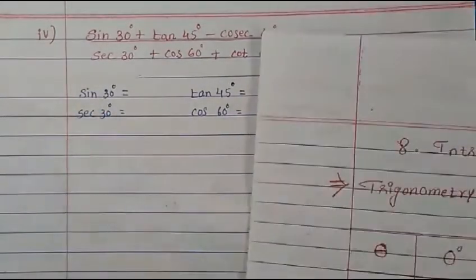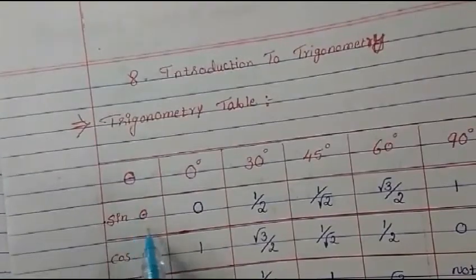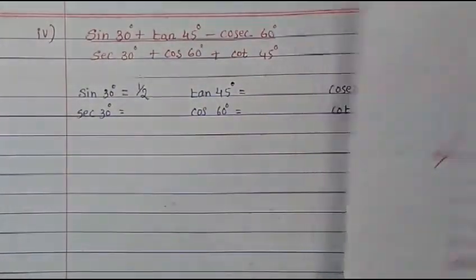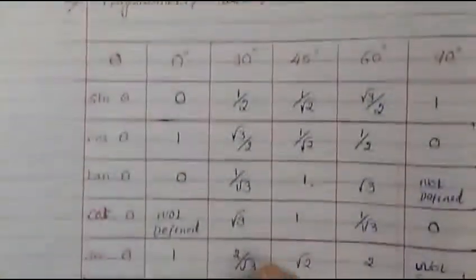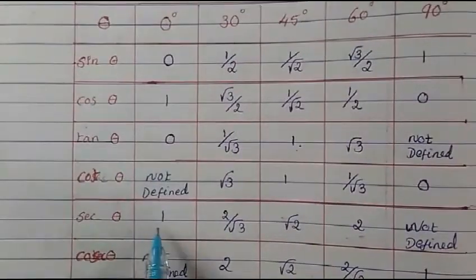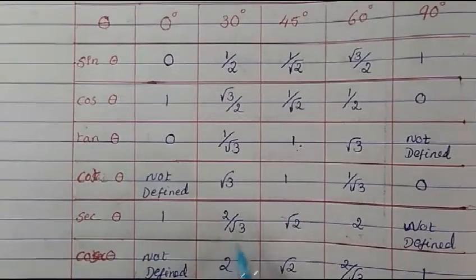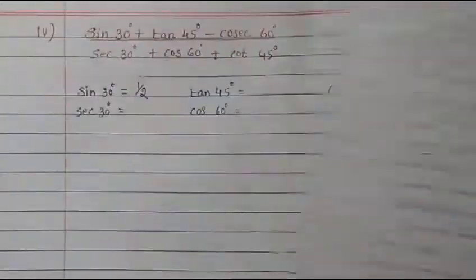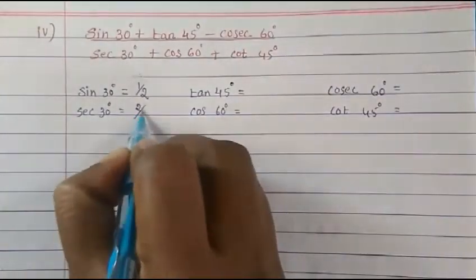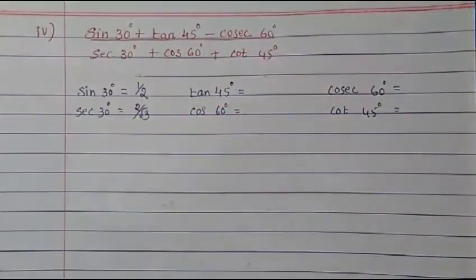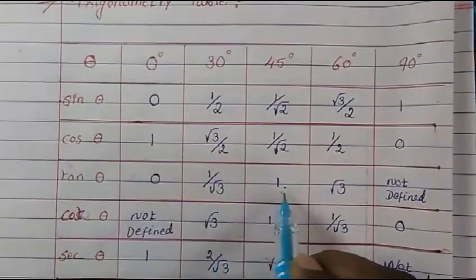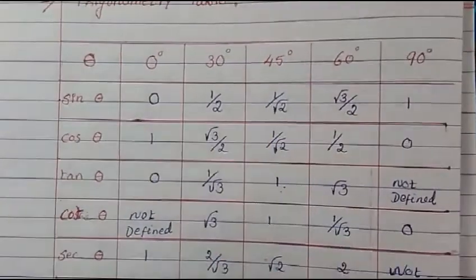So sine 30. Sine is here. 30 is 1 upon 2. Then sec 30. Sec is here, 30 is here. Sec 30 is 2 upon root 3. Then tan 45. So tan is here, 45 is here. That is 1.